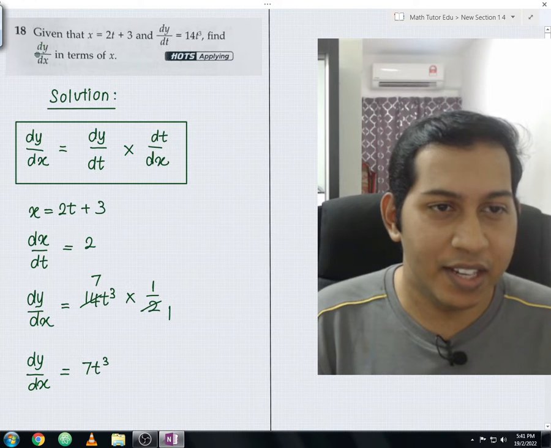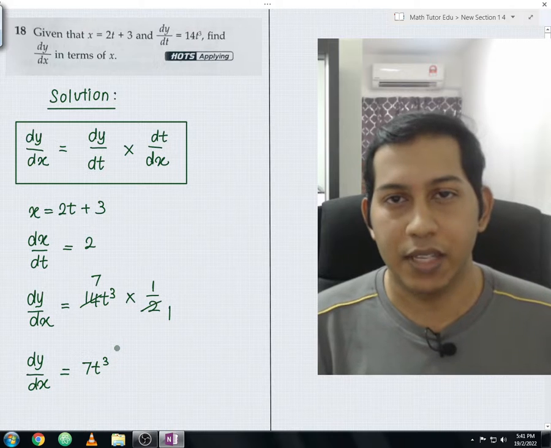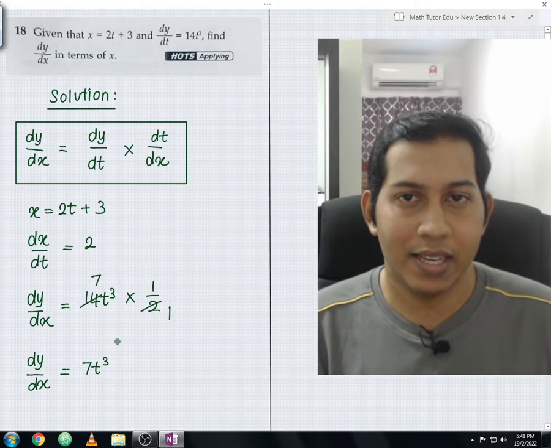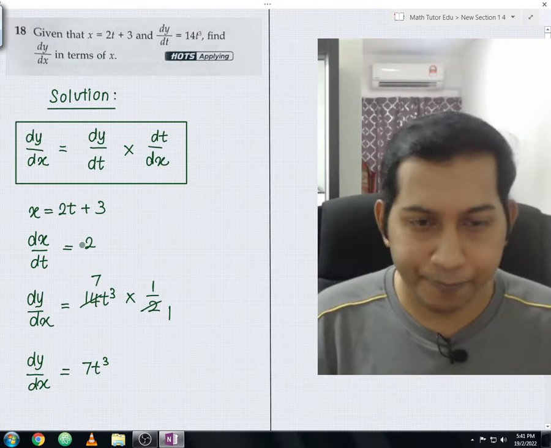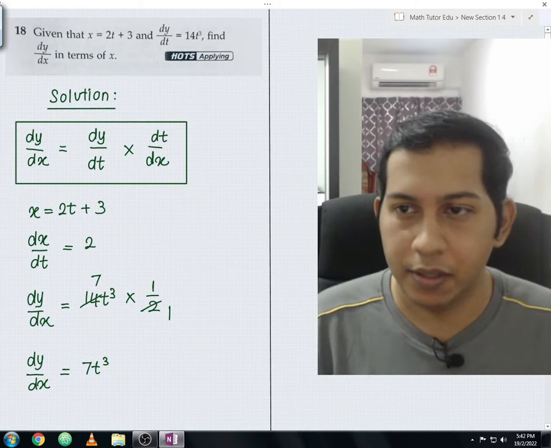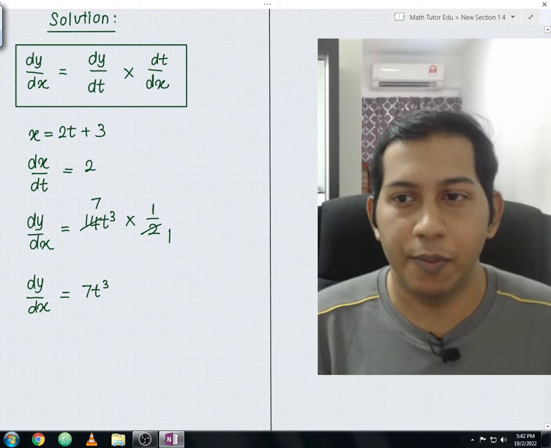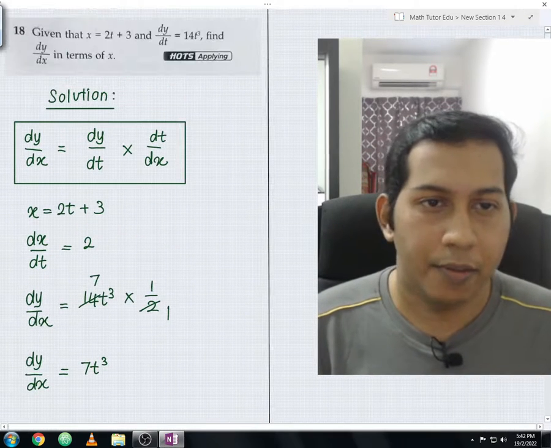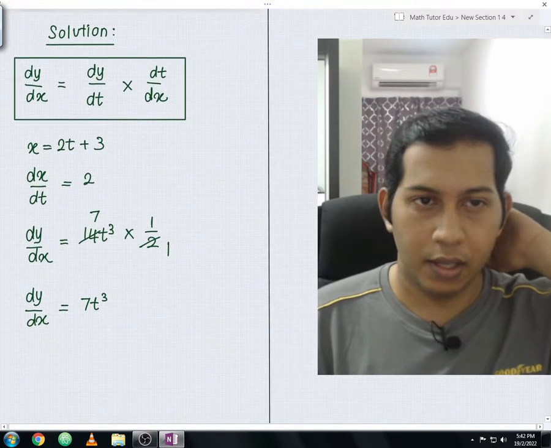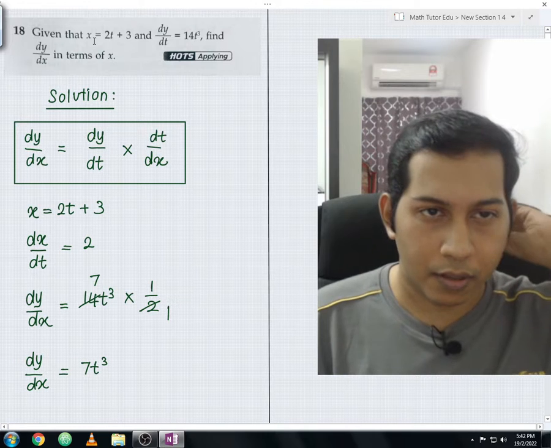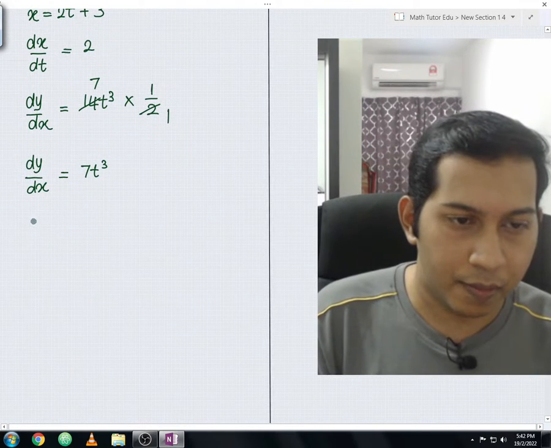It is mentioned dy dx in terms of x, but we have only found it in terms of t, so our solution is incomplete. Okay, our working is actually incomplete. So from here, how do we proceed? You need to come up with an algebra formula such that the equation of t is in terms of x. So from here, let me copy down the x equation.